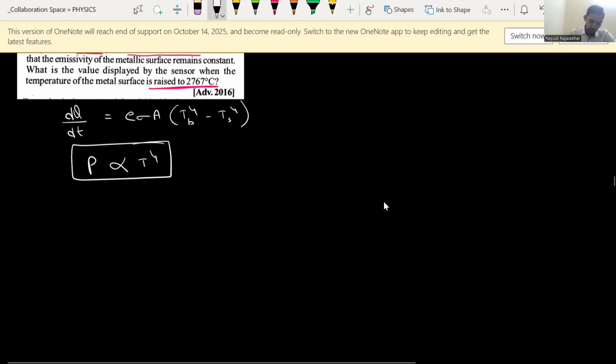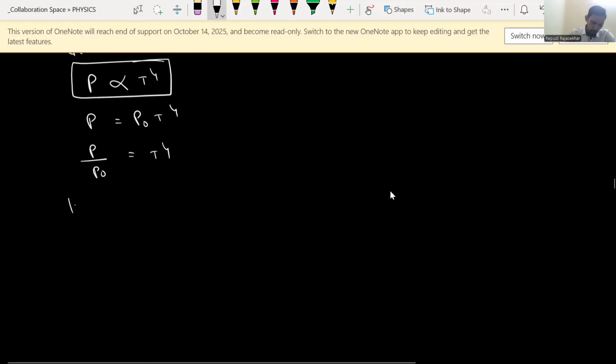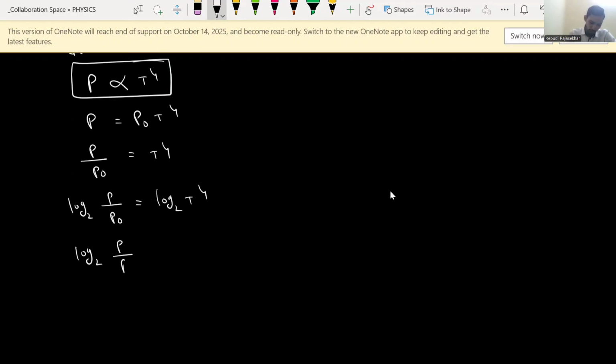Now to remove this proportionality, I introduce a constant: P equals P naught T power 4. Now write this equation as P by P naught equals T power 4. Take log base 2 on both sides. So log base 2 of P by P naught equals log base 2 of T to the power of 4. Try to rearrange whatever they have given. Log base 2 of P by P naught equals 4 into log base 2 of T.